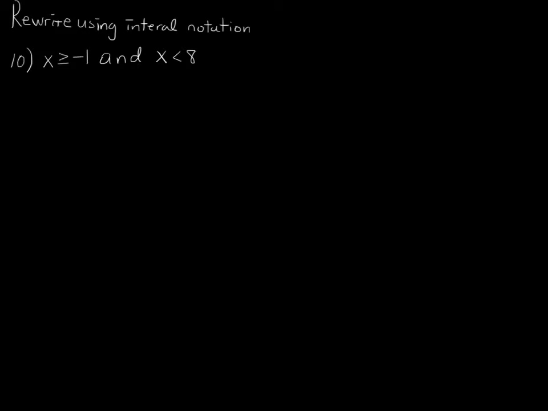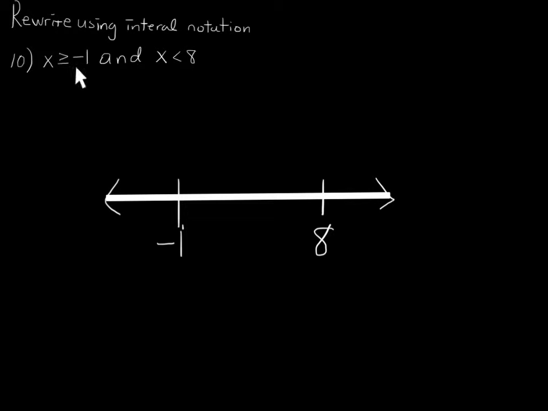Problem 10 is similar to problem 9. We're going to rewrite the inequality using interval notation. So once again, I'll start by drawing the number line and then labeling the important values on the number line. That is, I'll label -1 and I'll label 8, which comes from this -1 and this 8.